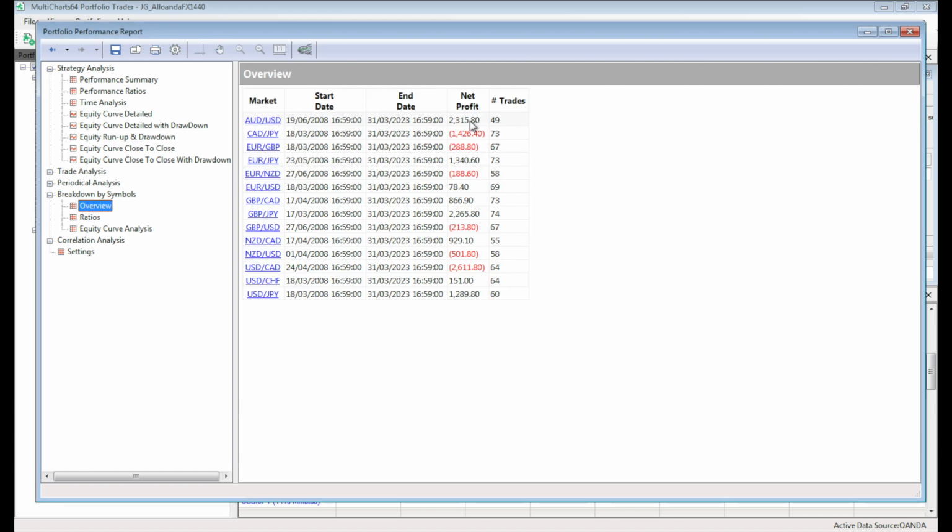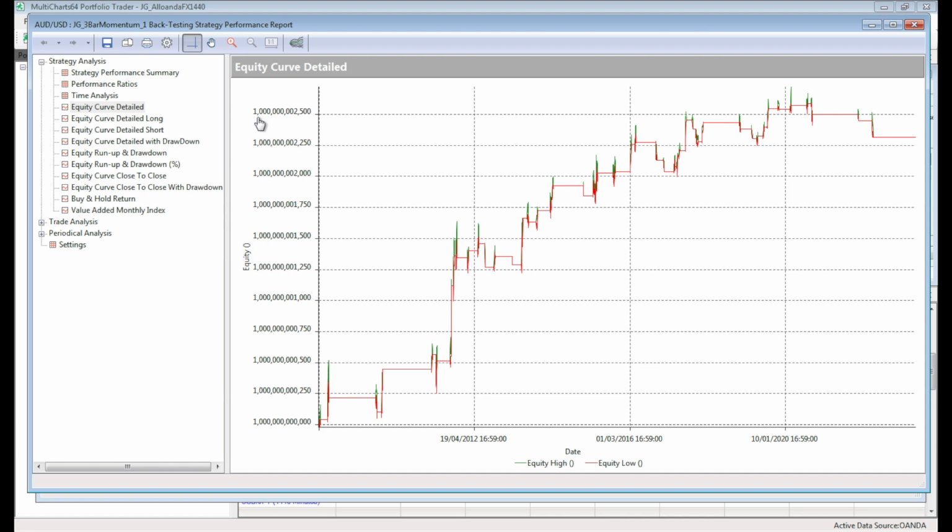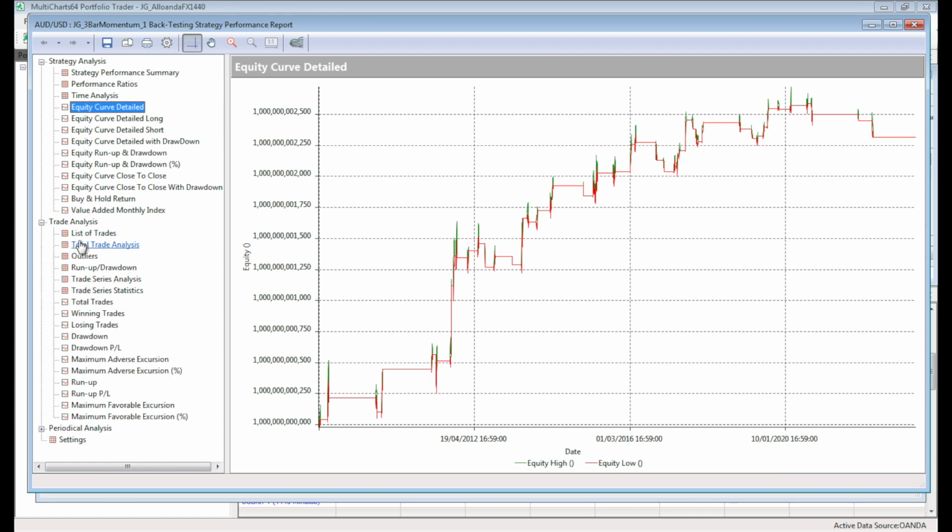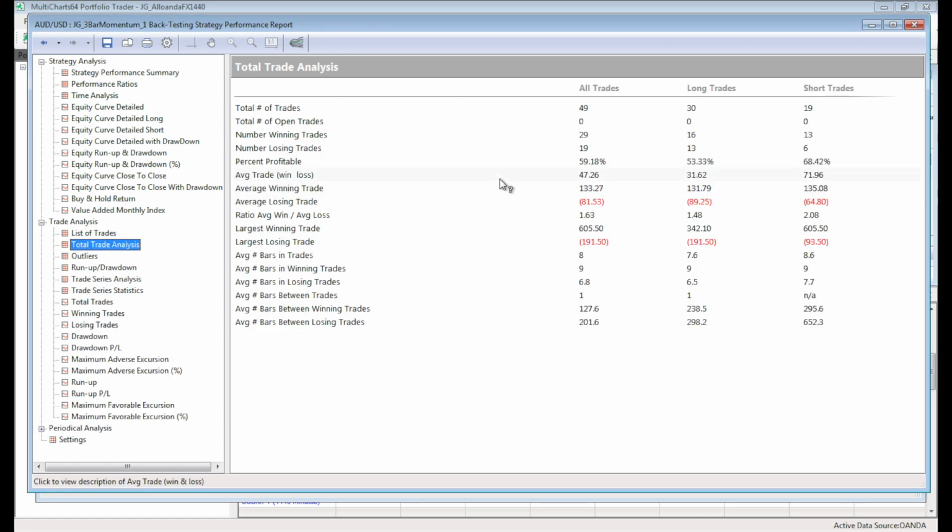Australian US dollar is profitable, and the equity curve is not bad. So look at the size of the average trade. We've got a big average trade here at 47 pips. I haven't included any costs in the results, so by the time we've paid a few pips worth of costs, we've still got a large amount of profit with an average trade of 47 pips.